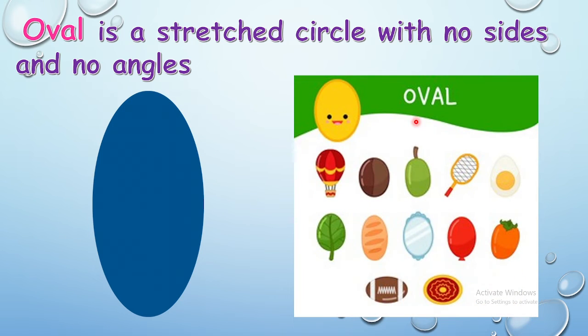Now there are many things that are oval in shape. Like for example, a coffee bean, a hot air balloon, bread, the plate too, basket, eggs, the bakery. Those are oval in shape. A mirror.